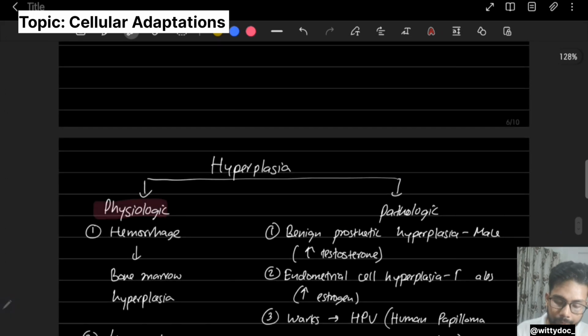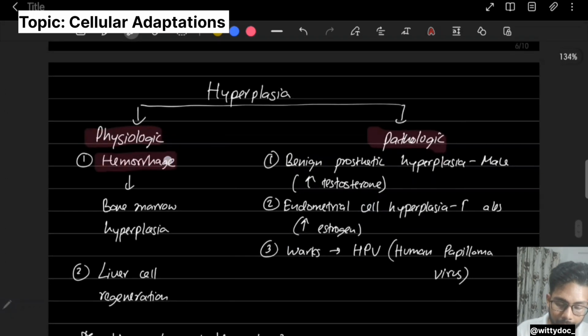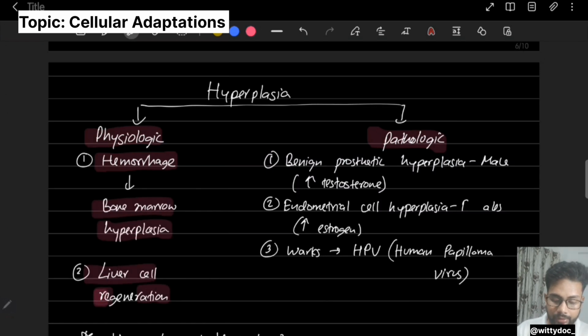So again, hyperplasia can be physiologic and pathologic. In physiologic, examples include hemorrhage leading to bone marrow hyperplasia, and liver cell regeneration. Liver cell regeneration is another very important example. If we cut a part of the liver, the other part of the liver which remains will regenerate. So this is an example of physiologic hyperplasia.